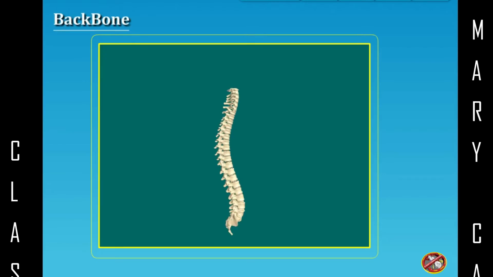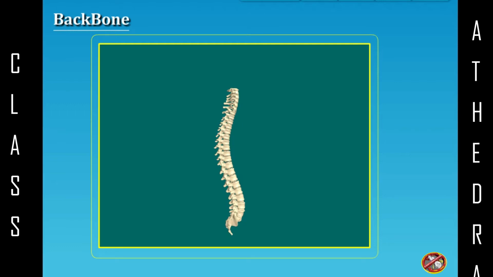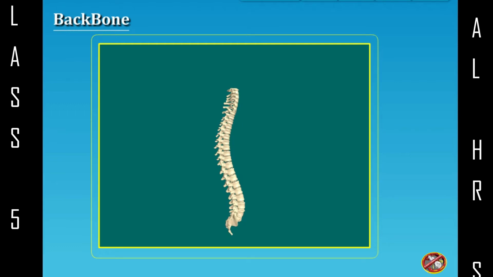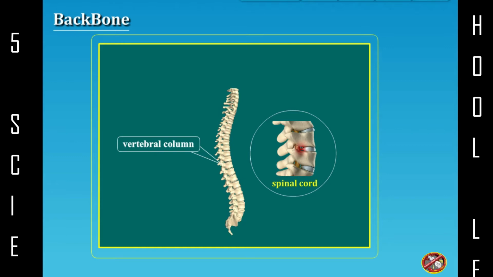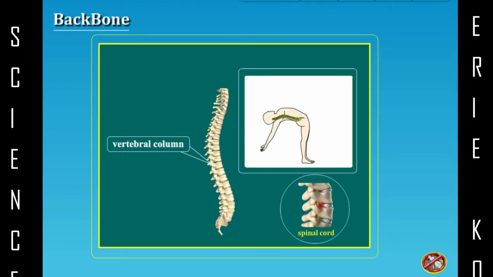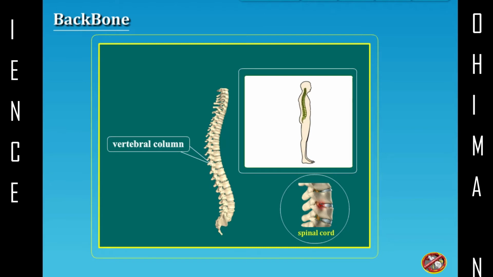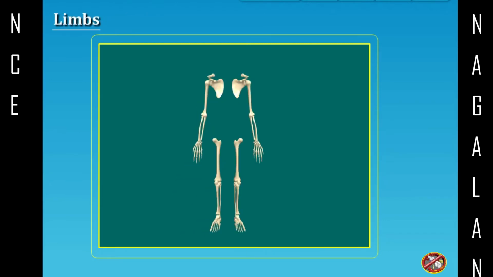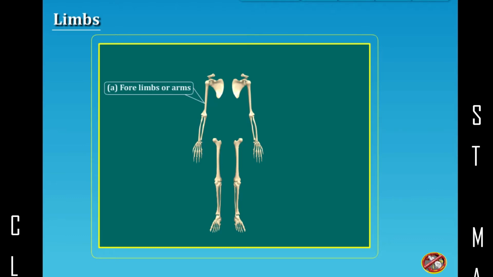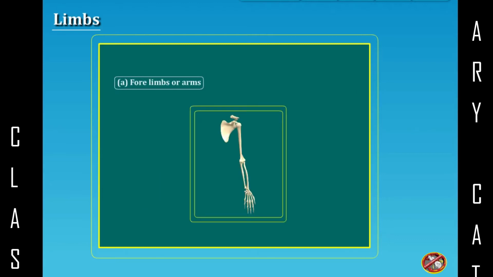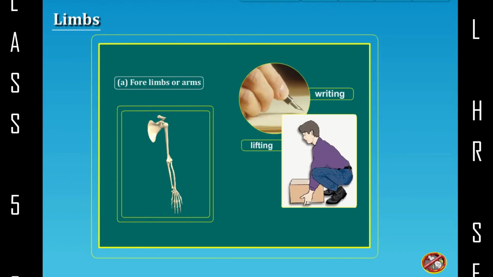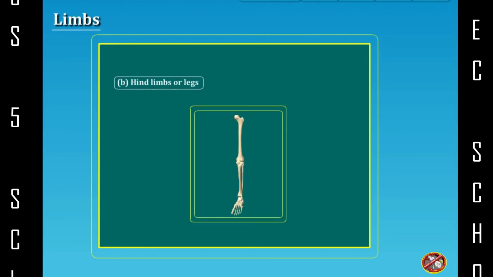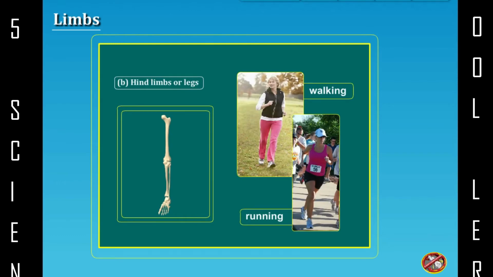Backbone. Our backbone is made up of 33 small bones called vertebrae. The vertebrae join together to form a strong column called the vertebral column. It is flexible and protects the delicate spinal cord. Limbs. Our skeleton has 2 pairs of limbs, forelimbs or arms, and hind limbs or legs. The forelimbs are used for doing different tasks, such as writing, lifting and pulling objects. The hind limbs are used for walking and running.